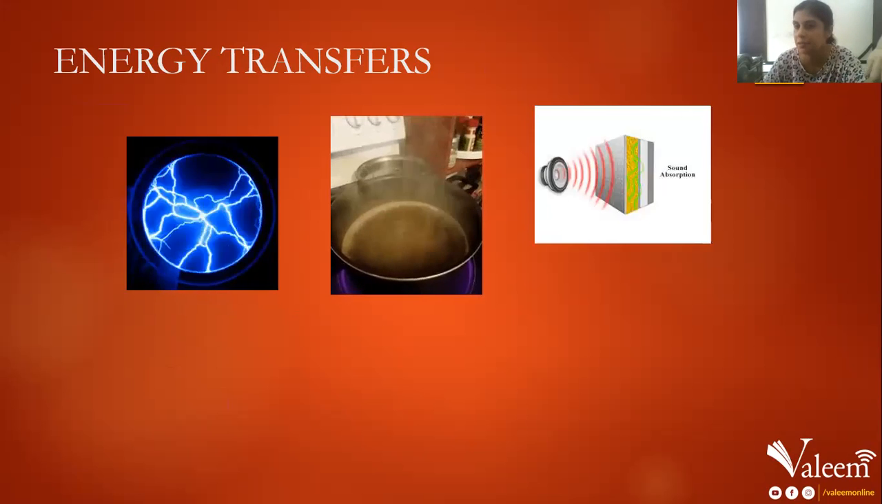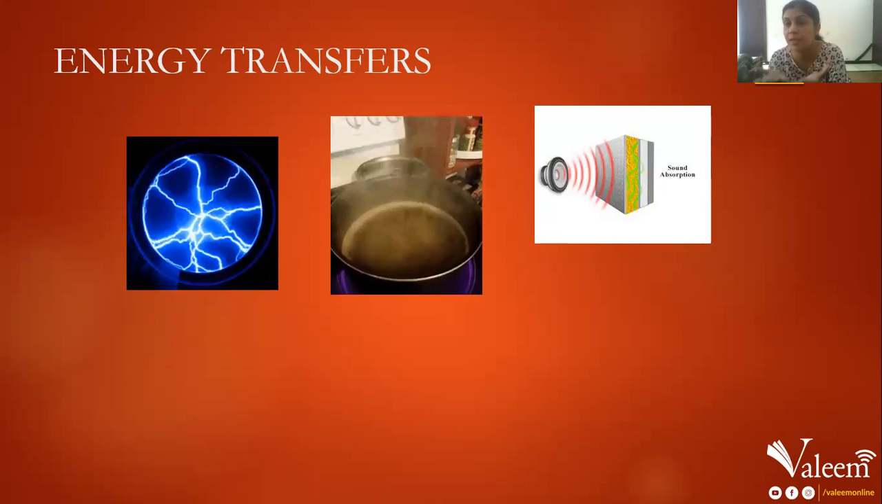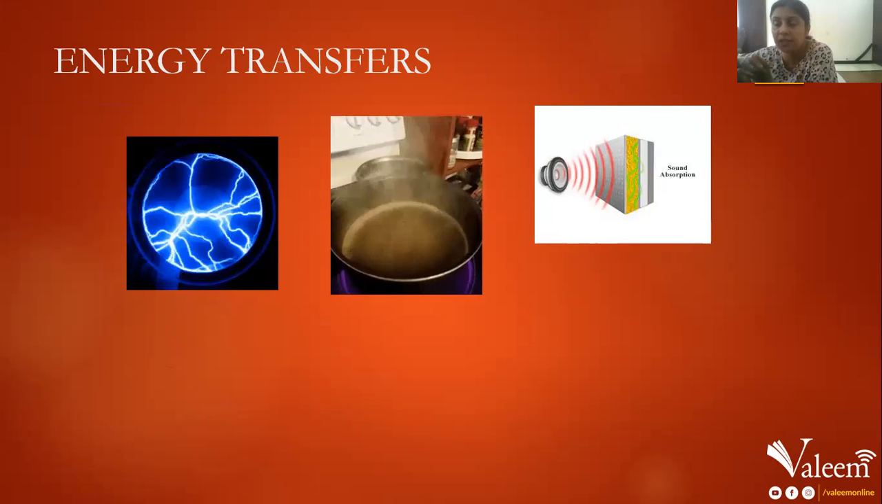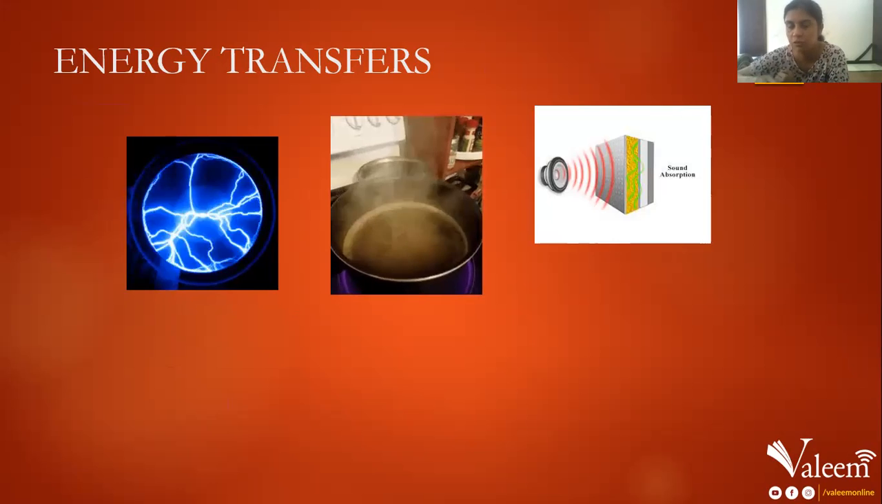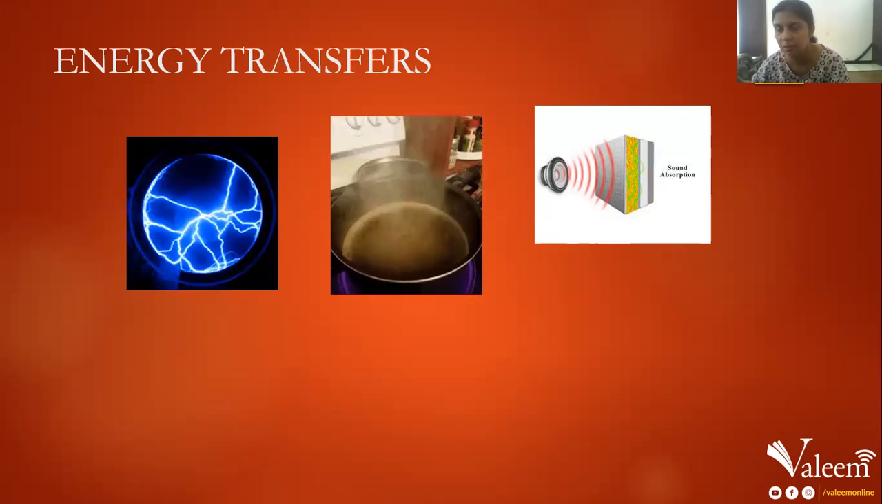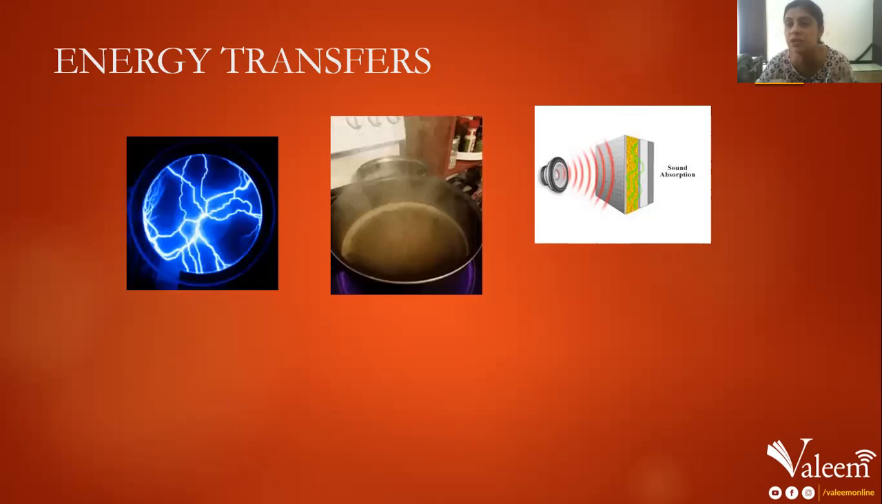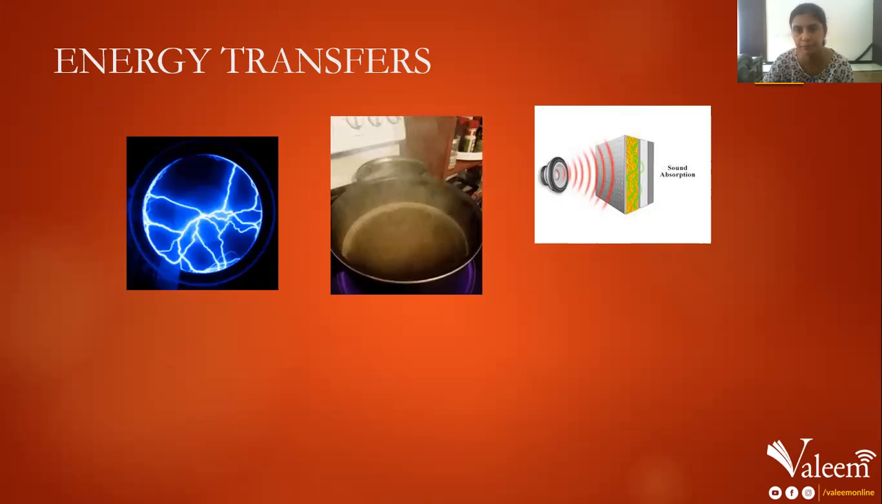Then we have sound energy. What happens if you bang a drum? The drum starts vibrating, so it starts emitting sound energy. It reaches our ears, and then we actually hear the bang of the drum. So this sound energy is transmitted through vibrations. That's why we also say that sound energy is an example of energy transfer. So these three are the main examples of energy transfers.